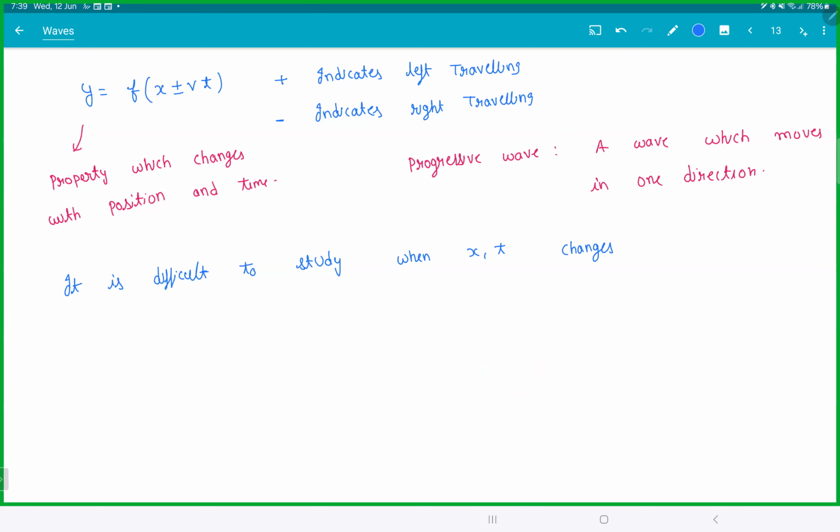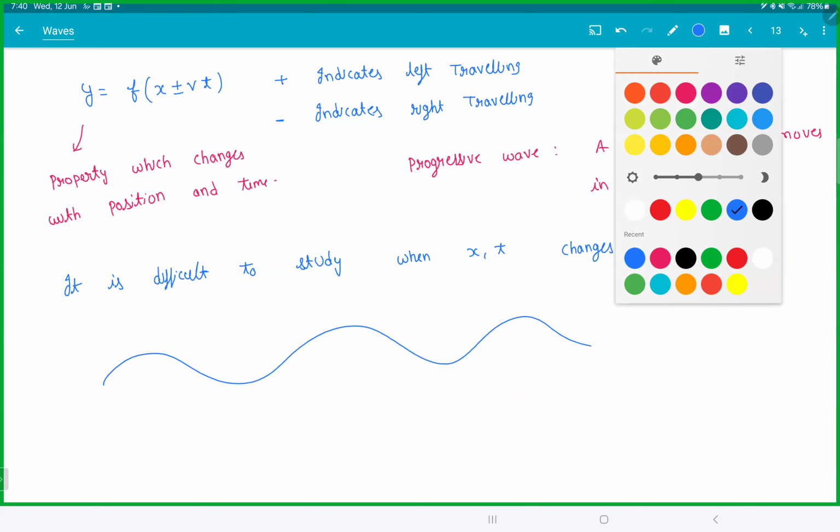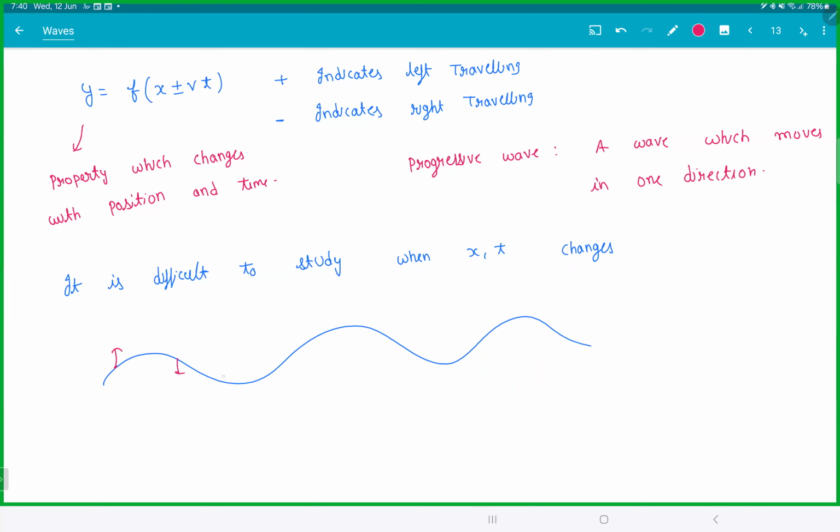So this is what is happening. If you look at our waves here, every particle is going differently. This guy is going up, this guy is coming down, this guy is going up, down, down. So we need to focus somewhere in the study. We can't see everything. So in this equation, let's keep one constant at a time.